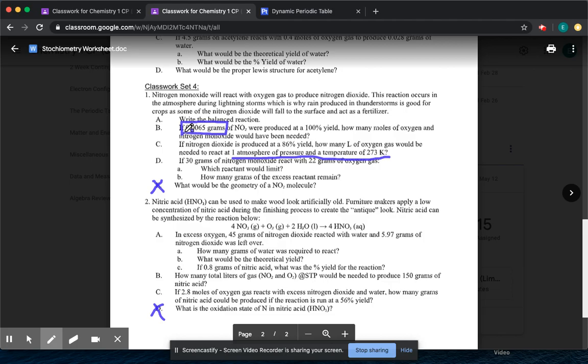So what part C is asking you, if you read part B, it says you make that amount of nitrogen dioxide at a 100% yield. What part C is saying is that if instead of a 100% yield, we drop that down to an 86% yield, how much oxygen would we need to still make 0.0065 grams of nitrogen dioxide? You want to make that much, but you know you only get an 86% yield. So how much oxygen would you need if you only get an 86% yield?